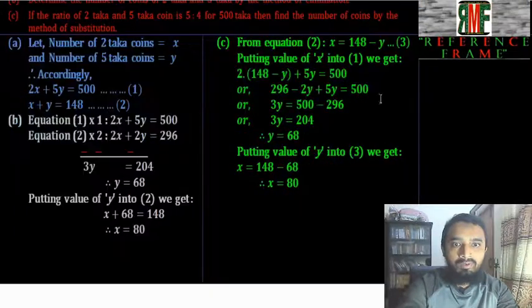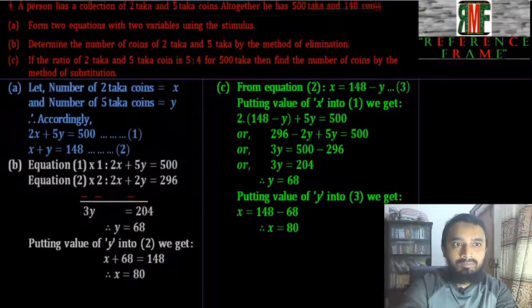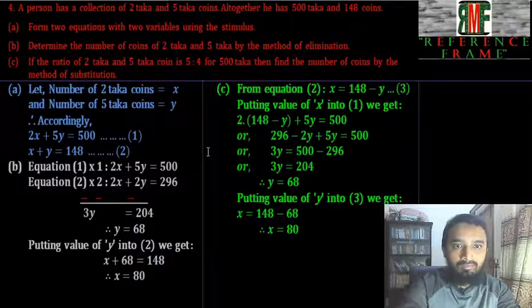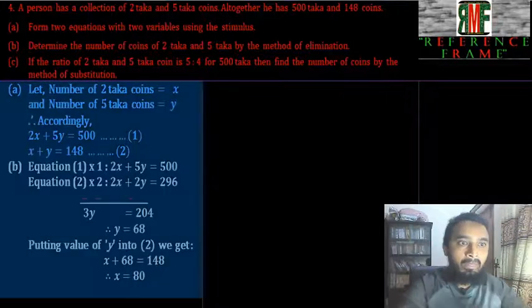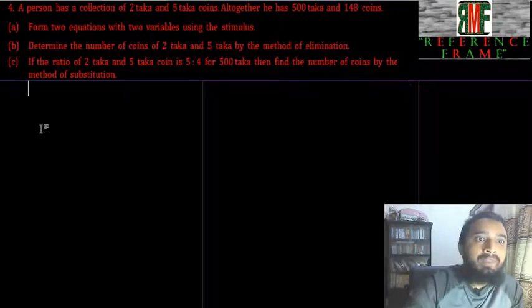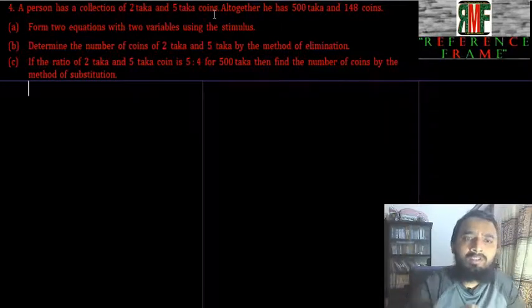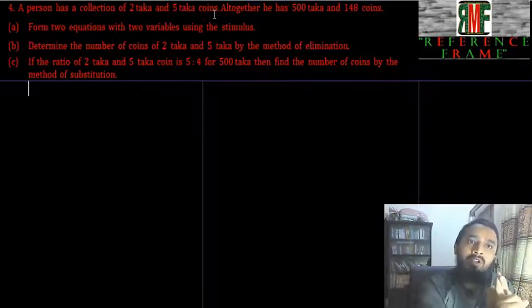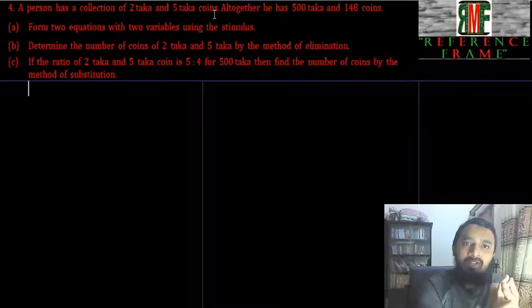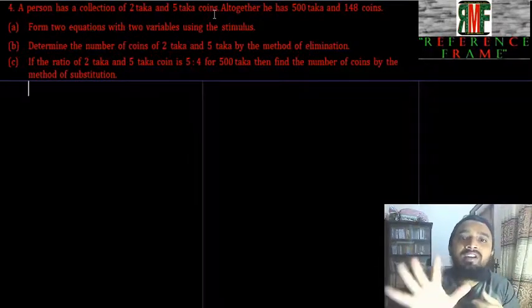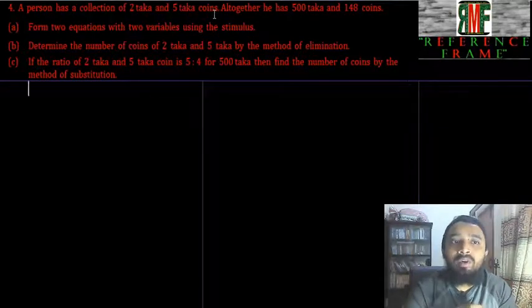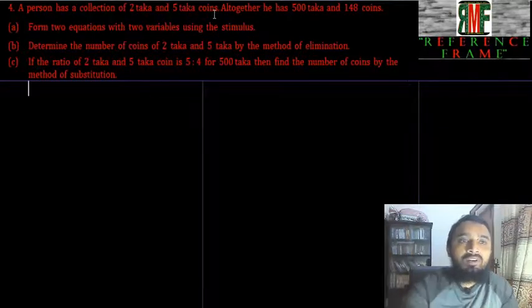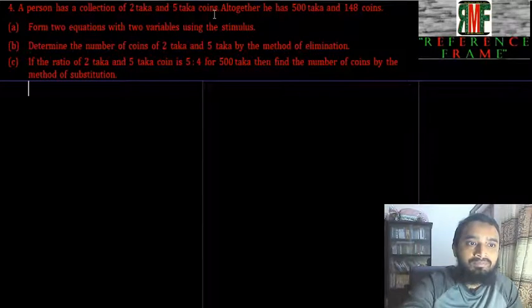So first of all, look at the question. A person has a collection of 2 taka and 5 taka coins. That means he has 2 types of coins. One is 2 taka coins and another type is 5 taka coins. Altogether he has 500 taka and 148 coins. So we are asked to form 2 equations.